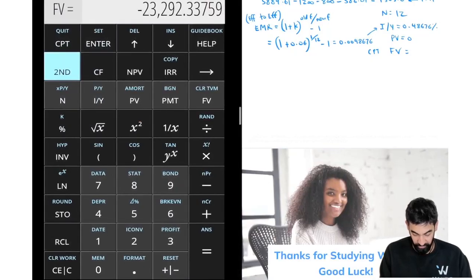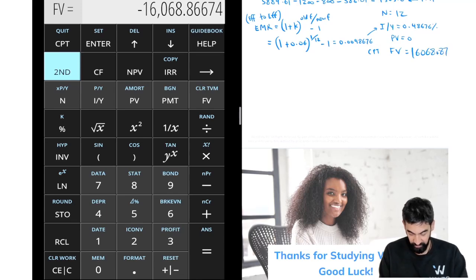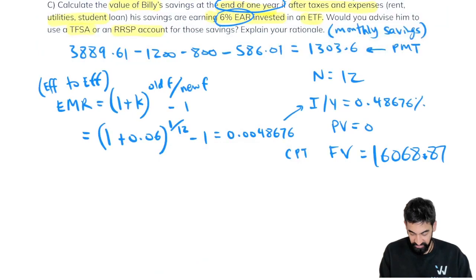So I can say 1303.6 is the payment, 12 is the N, 0.48676 is the IY, 0 PV, compute FV. We get 16,068.87. That's how much she's going to have.